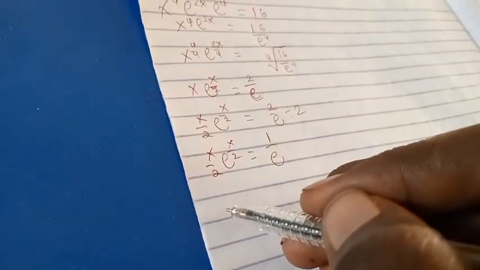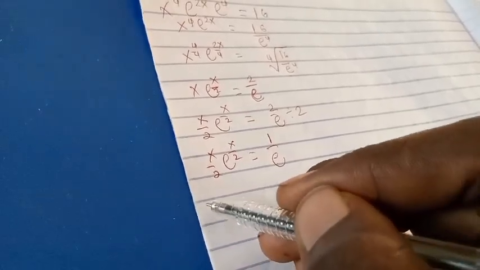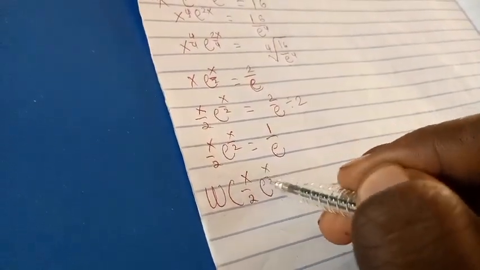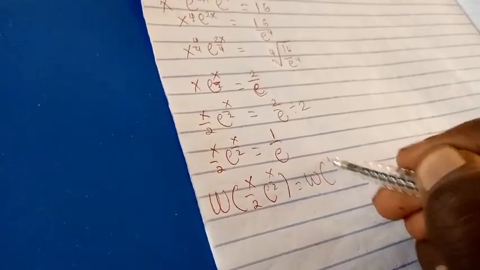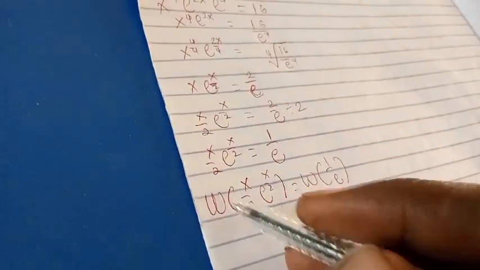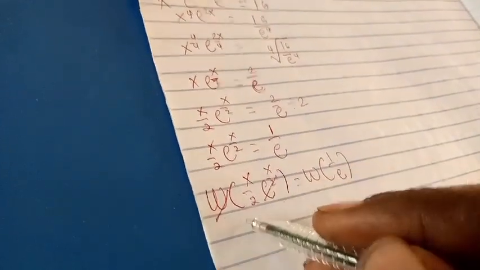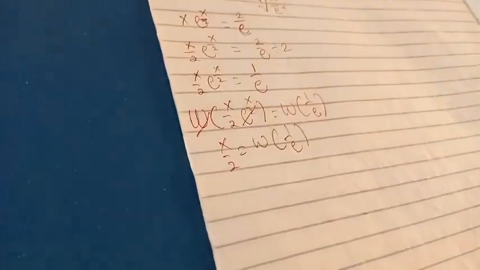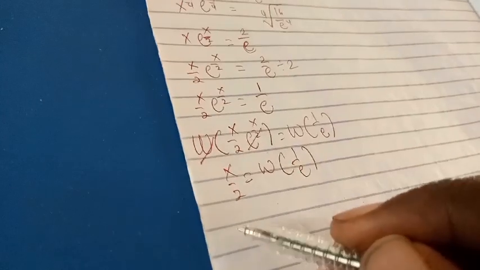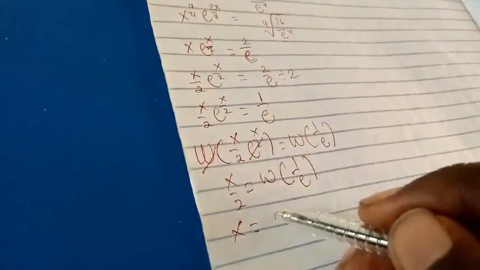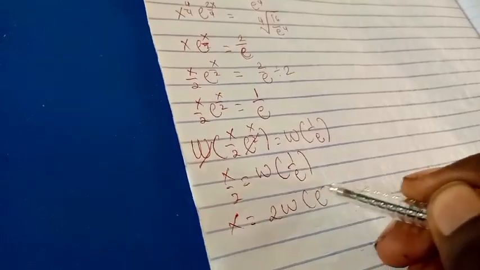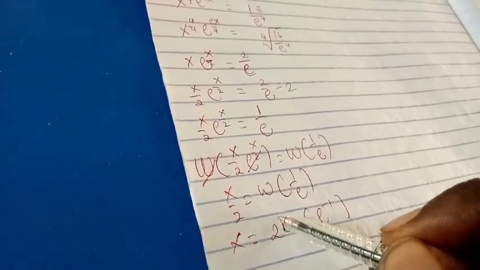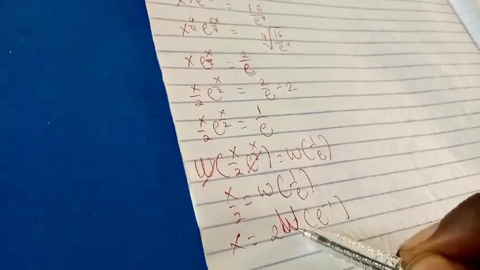Now I have to take the omega function of both sides. The product log. I have x over 2 multiplied by e raised to the power of x over 2 is equal to the product log of 1 over e. Okay, so this, we cancel this, and I have x over 2 is equal to product log of 1 over e. Yeah, so let's multiply both sides by 2. So you have x is equal to 2 product log of e raised to the power of minus 1, and product log of e raised to the power of -1.